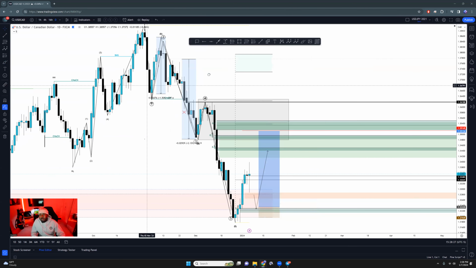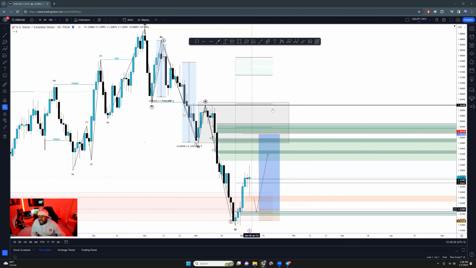But for me personally, I'm looking for a movement towards the upside. So we're going to try to grab a sniper entry around this level, and then we'll take this bad boy to the upside.